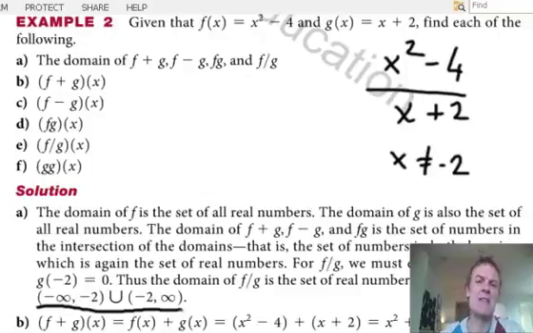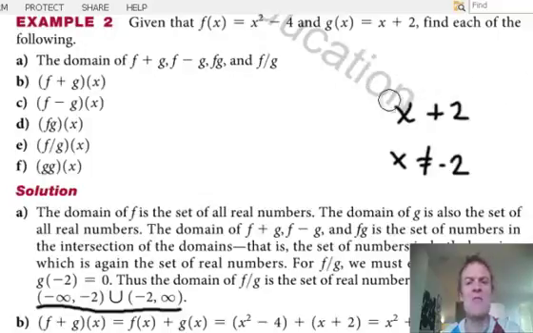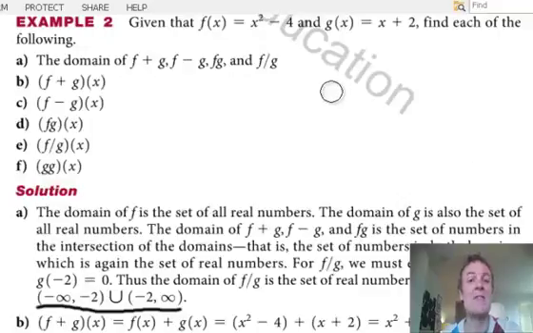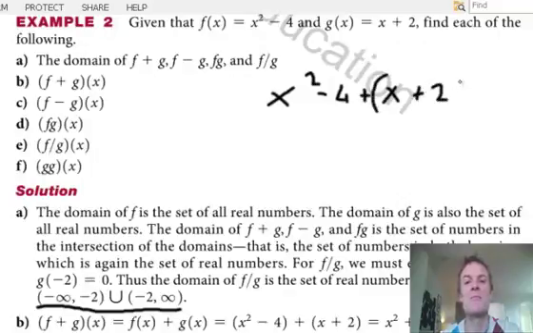How about when we add these two? Let's get a little eraser going. Let's erase this, make some space. Okay, so f plus g of x. It's asking me not to substitute in numbers, but just add the two together. So what is x squared minus 4 plus x plus 2? I'm going to add those two together.